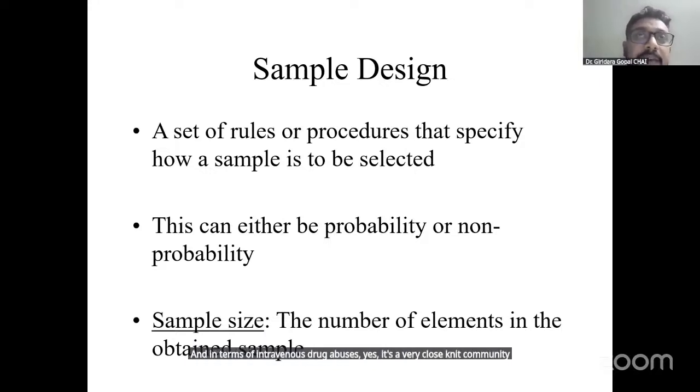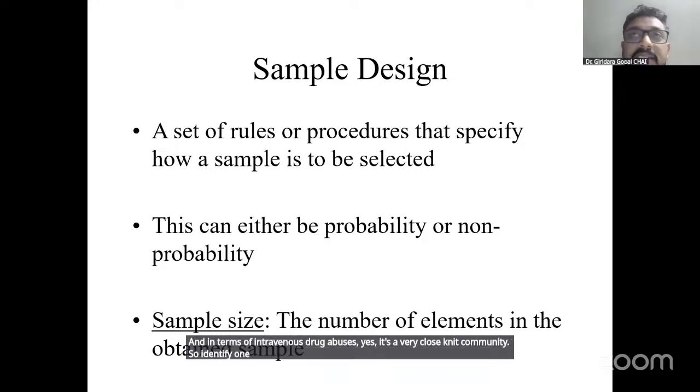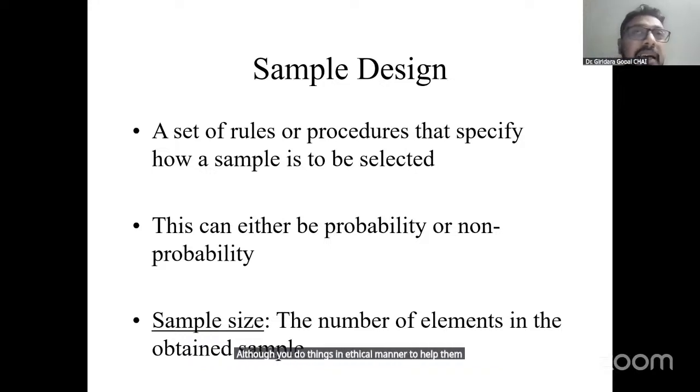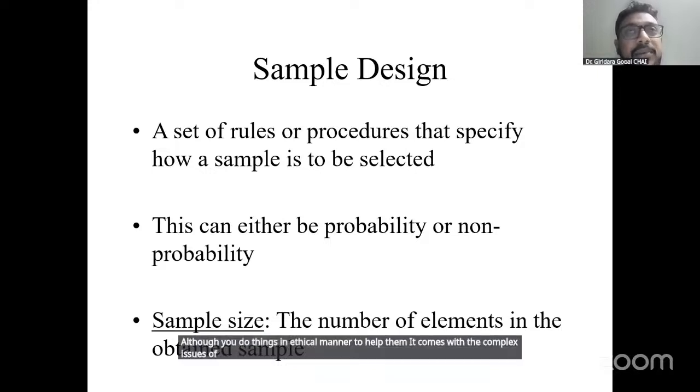So you identify one, rest assured within the next 7 days, 10 days, you could be able to do it, but it's not always easy. Now, research in such communities is not very easy, primarily because although you do things in an ethical manner to help them, it comes with the complex issues of, okay, you will get caught with all the drug mafias, or with some big corrupt individual who is going to probably rob you of your money, and they'll question you, they'll burn your research studies and all that.